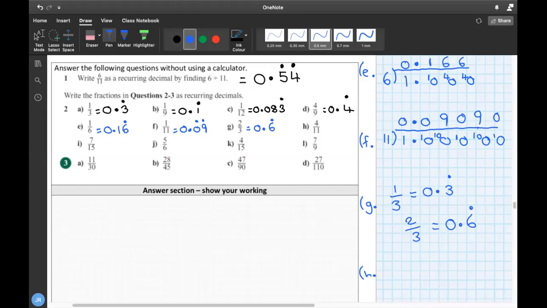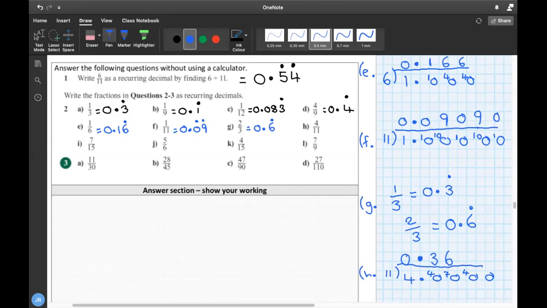Okay, H. We had 4 11ths, 4 divided by 11. So do a bus stop. We're dividing 4 by 11. How many 11s fit into 4? None. We've got a decimal point. And we carry the 4 over. How many 11s fit into 40? 11 times 3 gets us to 33. What is the remainder from 33 to 40? 7. How many 11s fit into 70? 6 gets us to 66. And then we've got a remainder of 4 from 66 to 70.